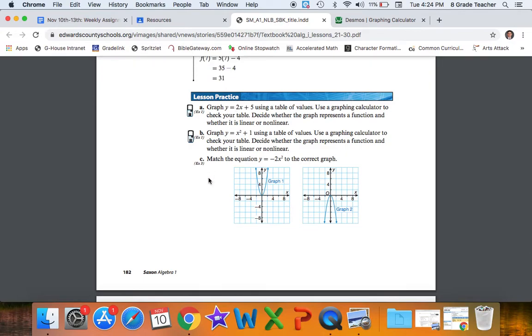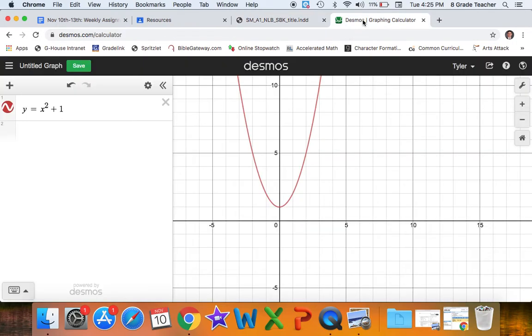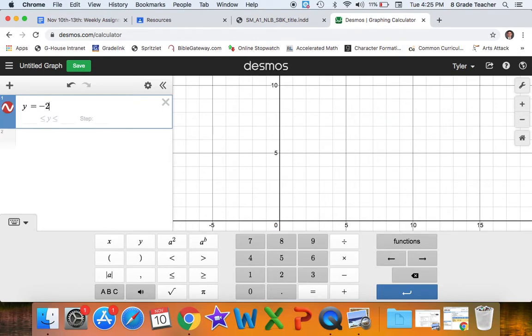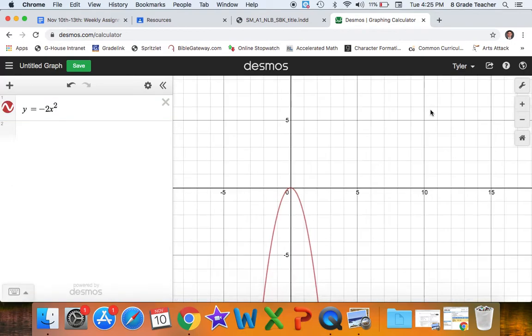In letter C, it says match the equation y equals negative 2x squared to the correct graph. Well, easy way to do that is to simply type this in. Y equals negative 2x, and I click this button squared. It'll show me what that graph looks like.